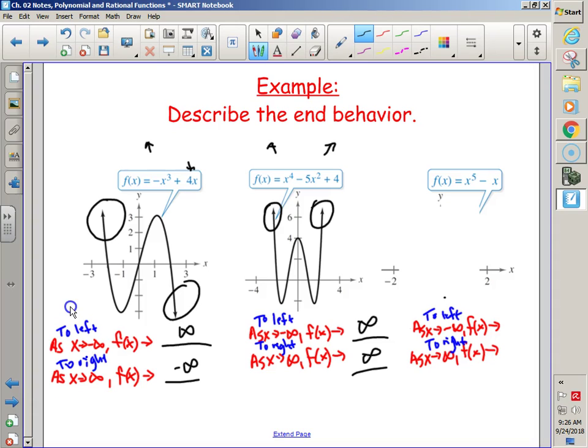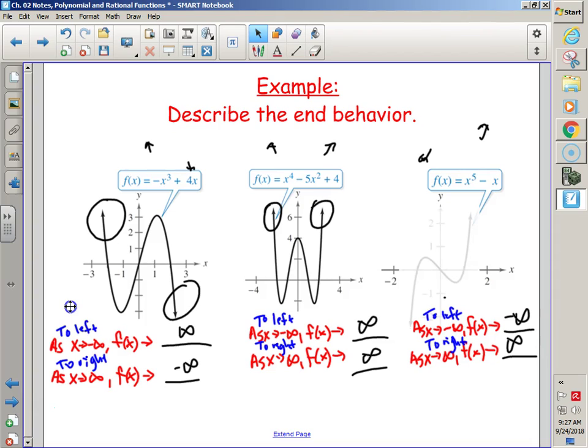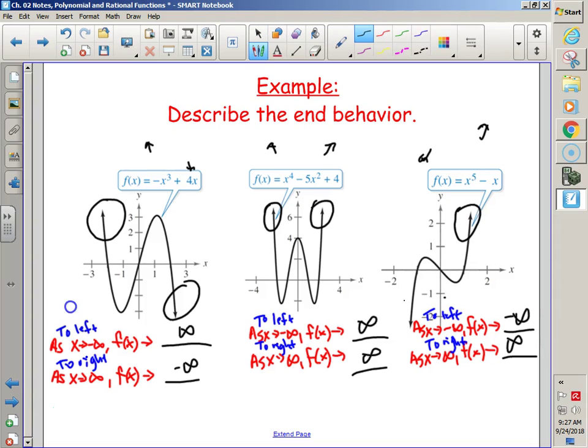How about this last one, even or odd? Odd. So same or opposite? Opposite. Am I good? Because it hasn't been reflected, right? So as I go to the left, what's f of x doing? Negative infinity. As I go to the right, f of x is going to positive infinity. You might not have gotten the entire graph, but are my ends correct? Yes. So is that all I can tell about higher order polynomials, just the ends? No, we can tell more than that.